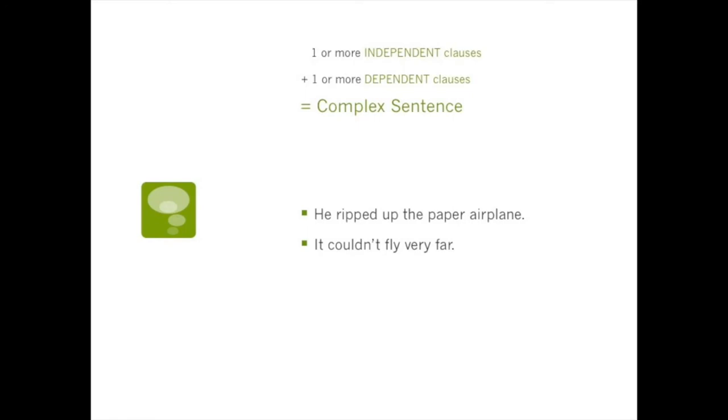Let's watch the video and practice putting together these two simple sentences, which are also independent clauses. You will need to figure out which independent clause should get a subordinating conjunction tacked on to the front of it in order to make it dependent. Right now, your independent clauses are: he ripped up the paper airplane, it couldn't fly very far.